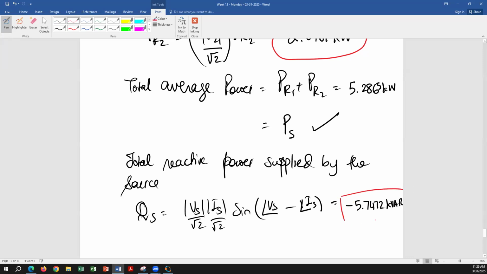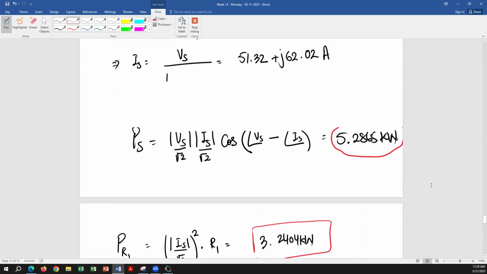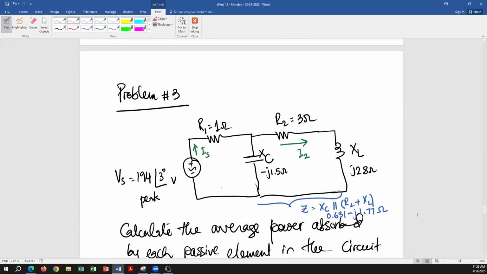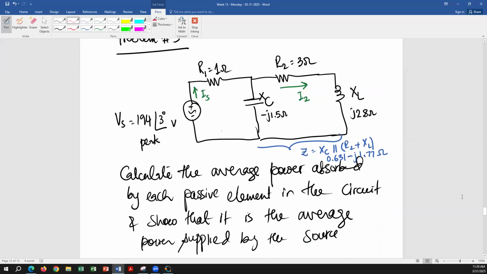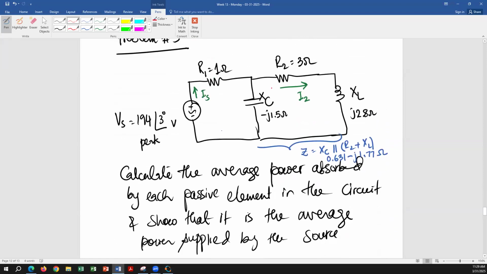Now we will see if the combination of the two powers, the reactive power dissipated in the capacitor and in the inductor, is going to come out to be the same as that supplied by the source, in this case the total capacitive power. So how are we going to calculate this one? This is easy. How are we going to calculate this in the Excel?